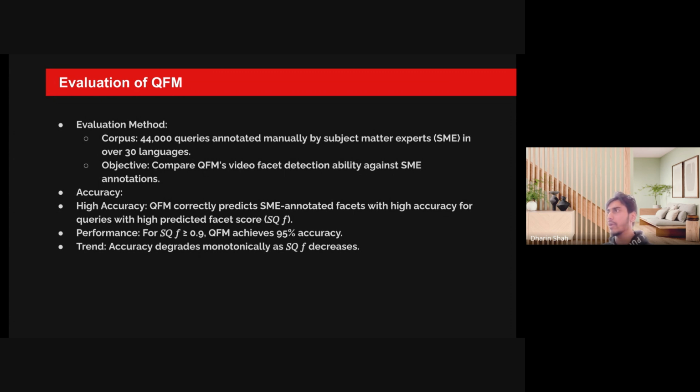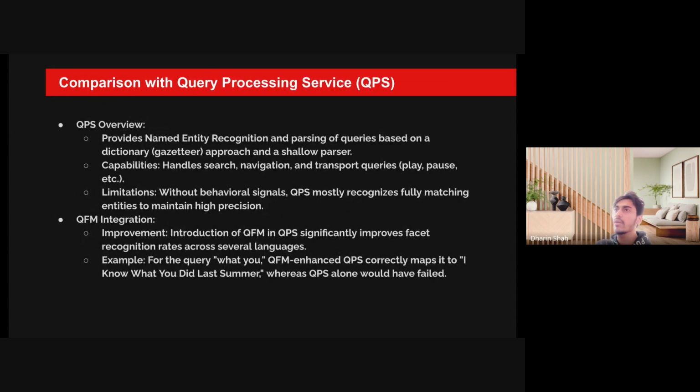However, a quick note: it's important that as the predicted facet score decreases, the accuracy decreases as well, which simply means that the model is working pretty well. If the model does not produce a good output, then the output produced for the query is also not relevant for the users. So the confidence output from QFM decreases with the decrease in accuracy as well.